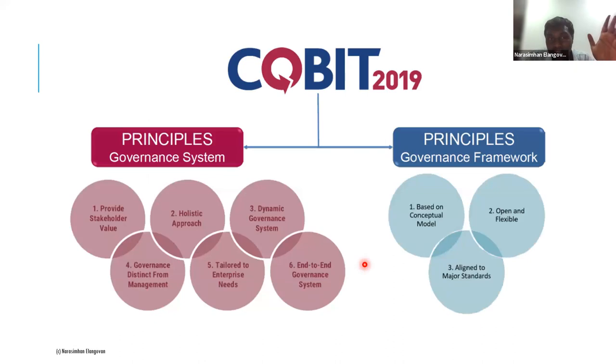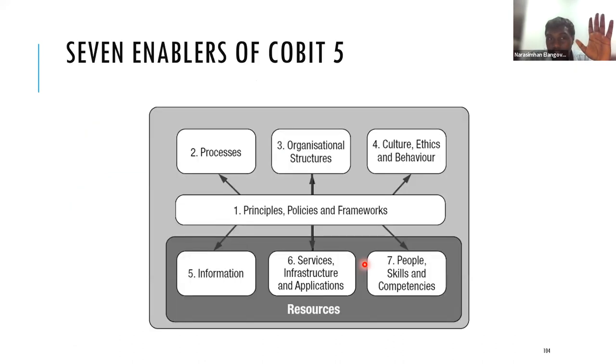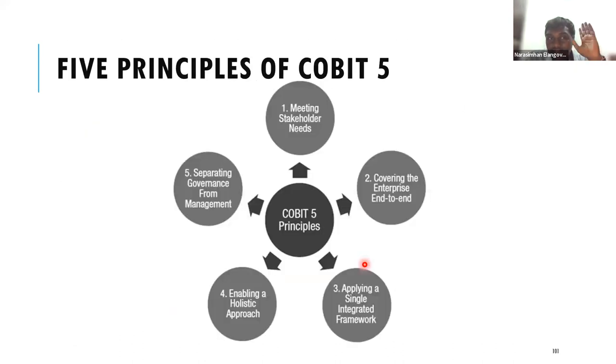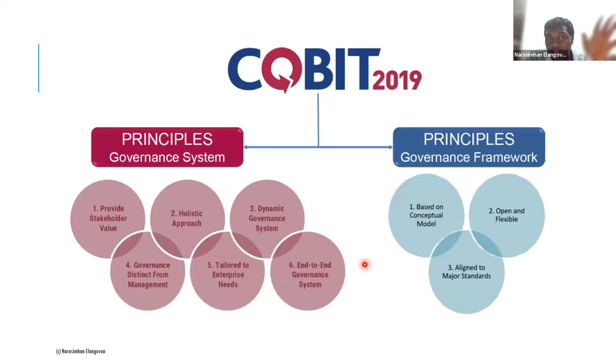What happens to COBIT 2019? Remember, there were 5 principles. These 5 principles are now translated into 6 principles here. So that is something which is slightly different. Provide stakeholder value, holistic approach, dynamic governance system, distinction of governance from management, tailored to enterprise needs, end to end. And the principles continue in terms of the governance framework: based on conceptual model, open and flexible, aligned to standards.